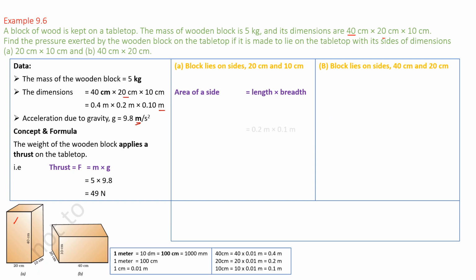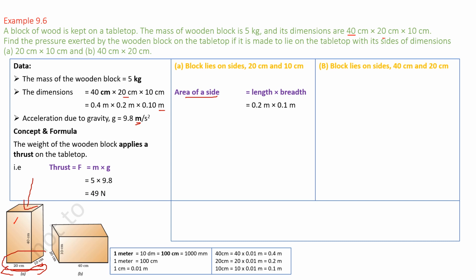Let's continue. As I mentioned in the previous slide, what is pressure? Pressure is thrust per unit area. The thrust this block is exerting is distributed across this area. And what is this area? 20 into 10 centimeter, so a length into breadth. So now what is this area?